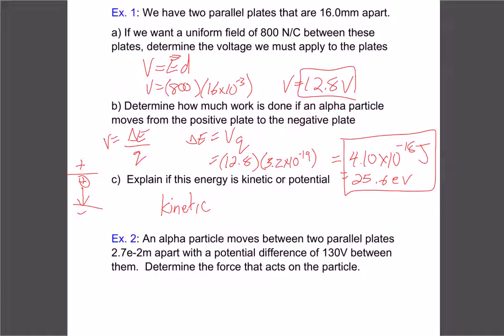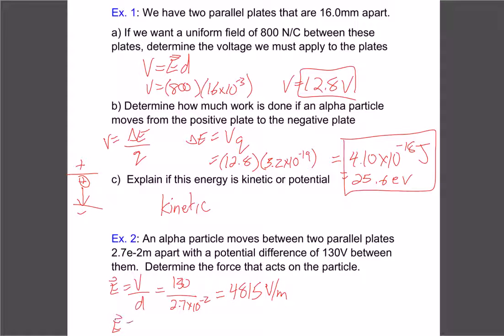One more example. This one says we have an alpha particle moving between two parallel plates, and they give us the potential difference, our voltage. The question is, what is our force? Same type of thing, we're going to use our two formulas again. We're going to use electric field is voltage over distance first. So you'd have 130 volts over 2.7 times 10 to the negative 2 meters. And that gives us an electric field of 4815 volts per meter, or newtons per coulomb, however we want to write it.